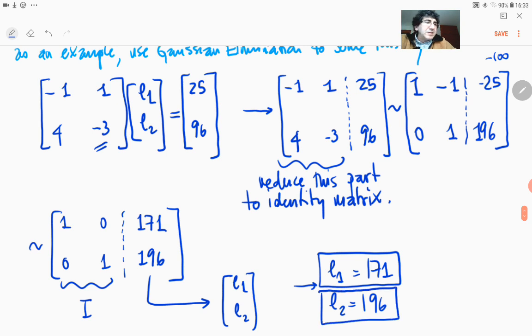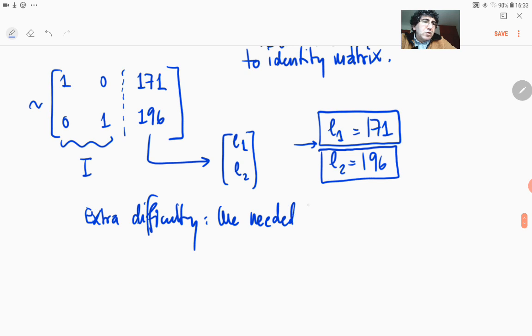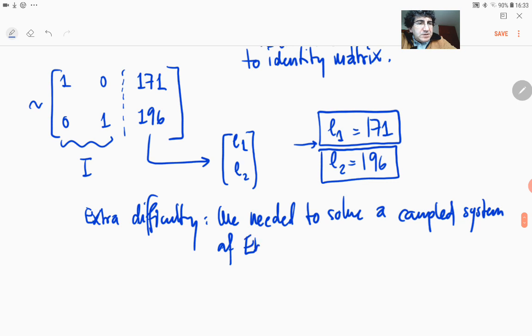So the extra difficulty was that we needed to solve a coupled system of equations.